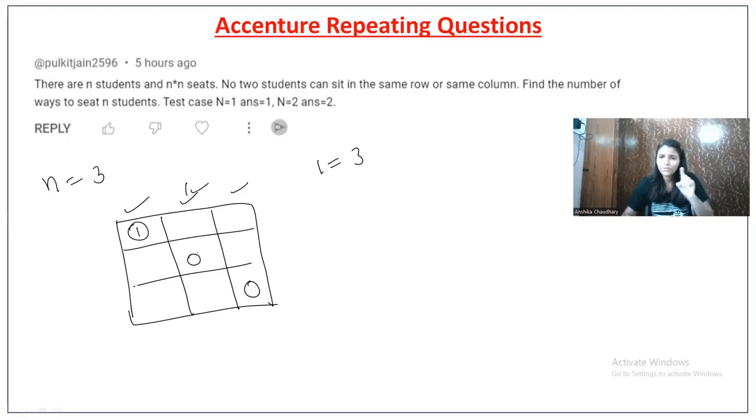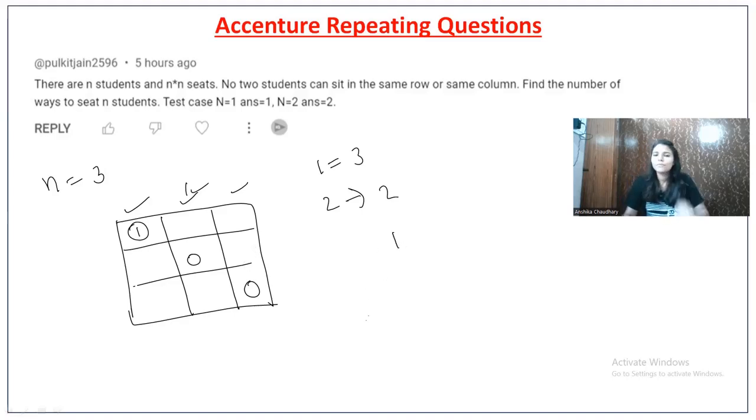Now the second student: if the first is sitting here, the second student must sit here or here, so he has two choices only. Now if the first student is here and the second is here, what are the remaining choices for the third student to sit? Only one choice, right? In this maze he has only one choice.